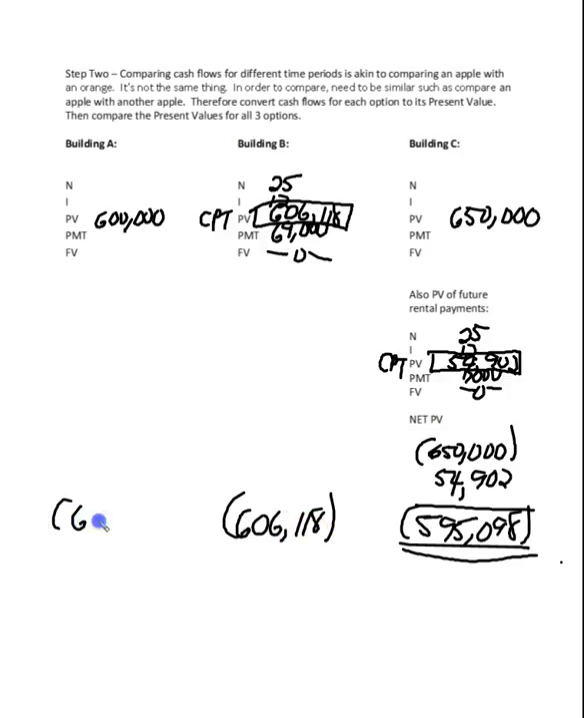And then over here, the present value of the cash payment is $600,000. So which one would you choose? Well, you want to go with the cheapest option, right? So the cheapest option looks to be this one.